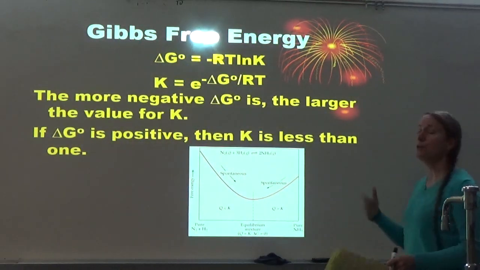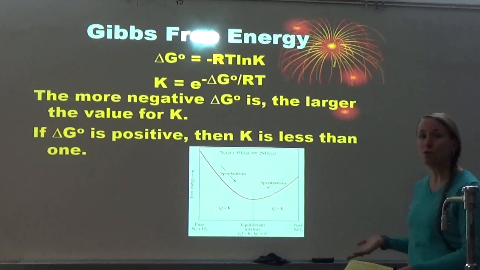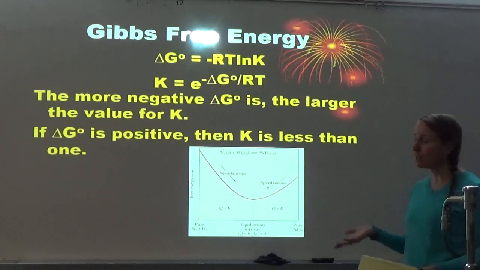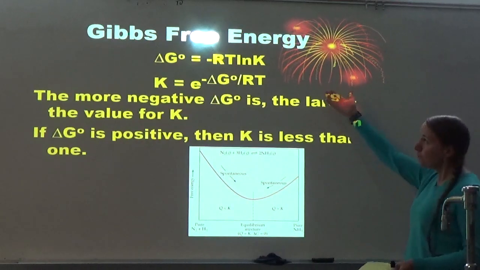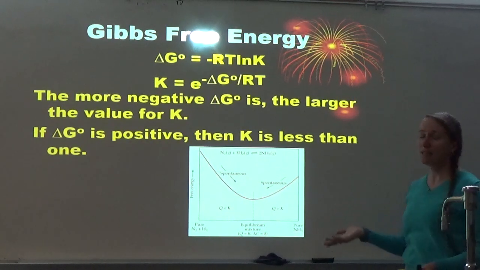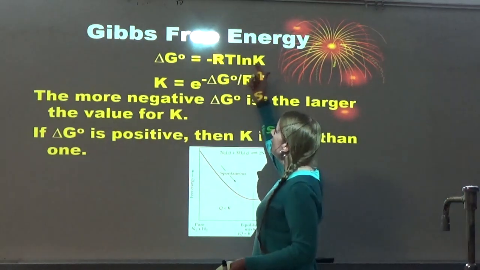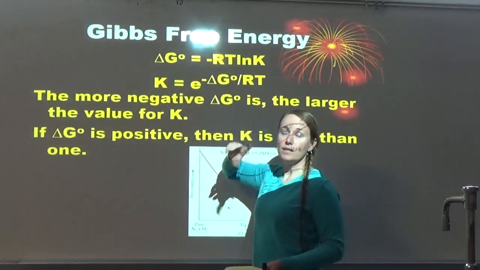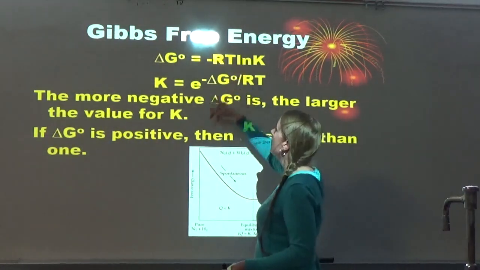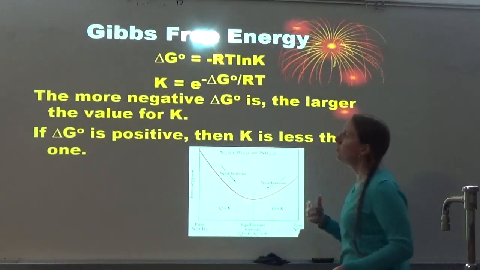All right, so you can also relate it to K, of course. If you can relate it to Q, you can relate it to K, because Q and K are related. So another formula is delta G is negative RT ln K. Or if you need to rearrange to solve for K, you know how some of y'all have trouble doing the inverse of natural log. It's e raised to the negative delta G divided by RT.